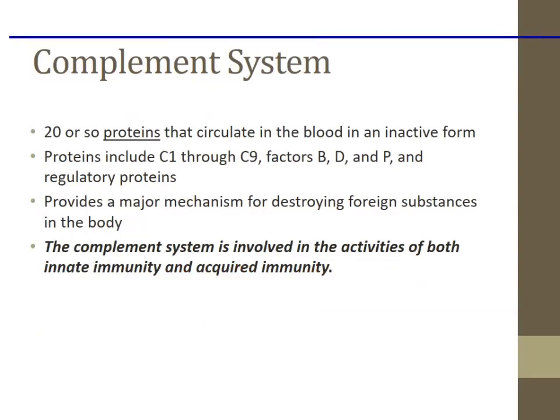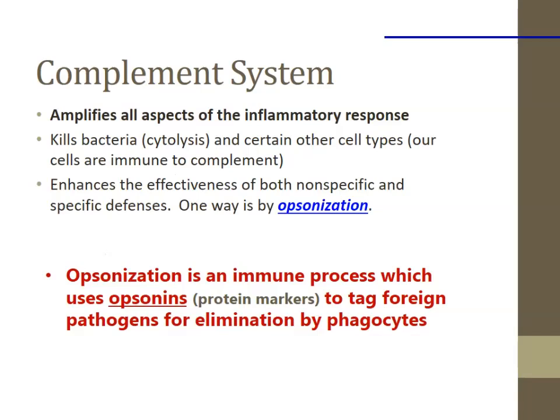Complement system, as little as these little boogers are, these are little proteins. They represent a huge, vast, across the board, more like a general immunity. They're not really specific. They're still second line, but they sure have a strong impact upon the whole immune effort. So yeah, a major mechanism for destroying foreign substances in the body. And they do this by tagging certain pathogens using opsonins. These are little protein markers.